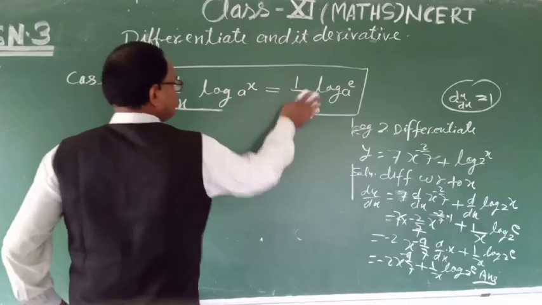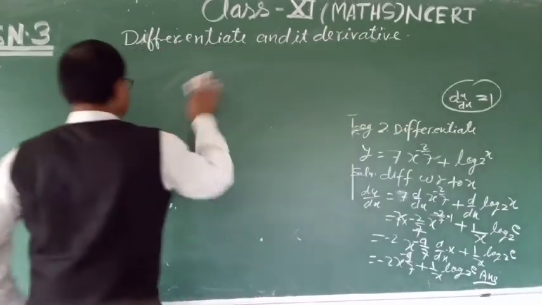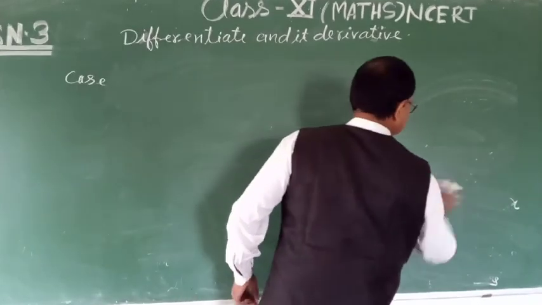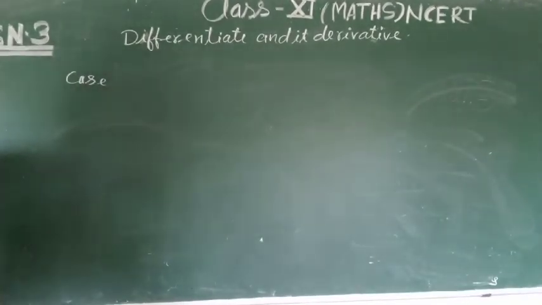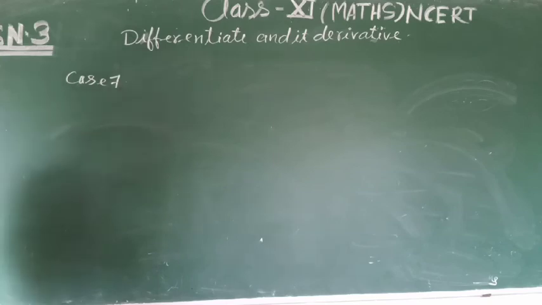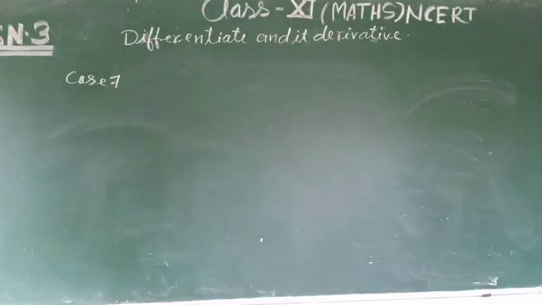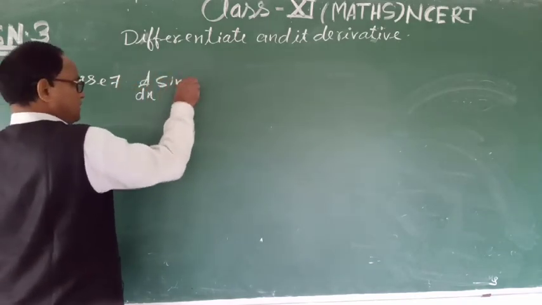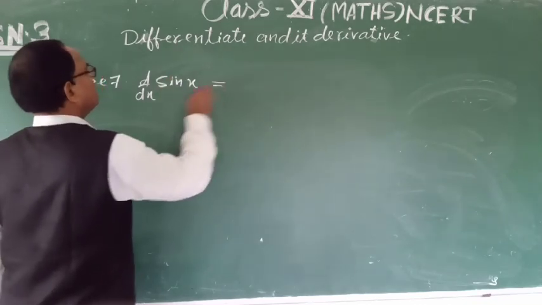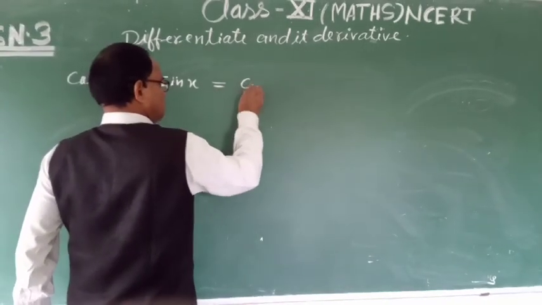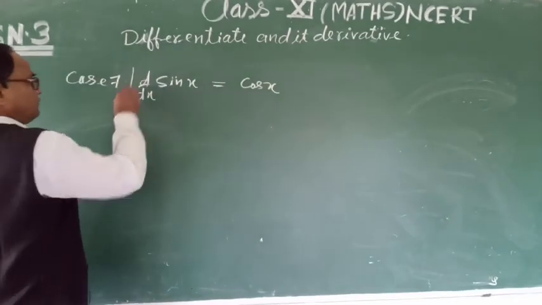After this, case 7. In this case, d upon dx sin x is equal to cos x. Okay, student?